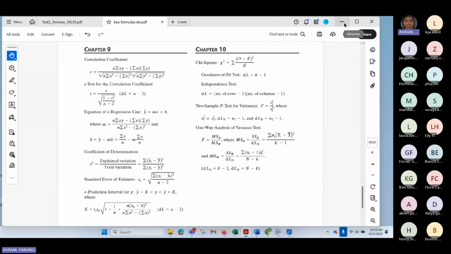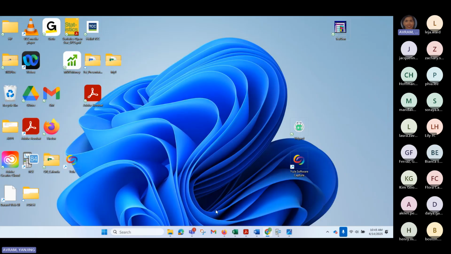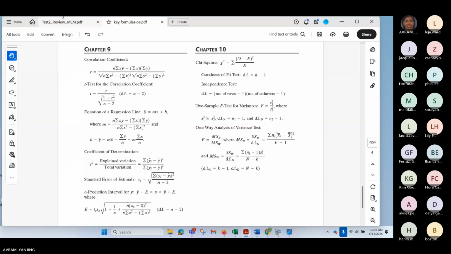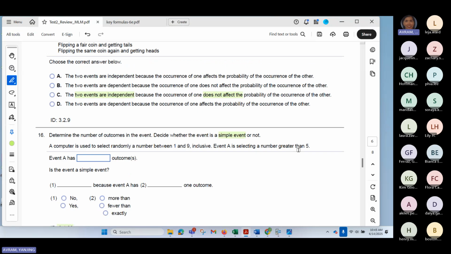Okay, so that is the quick review for test 2, which includes chapter 3 and 9.1, 9.2. For chapter 9, you can use the calculator for sure. Okay, any questions? Does anyone have any questions?